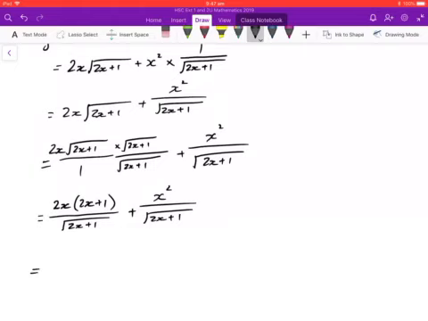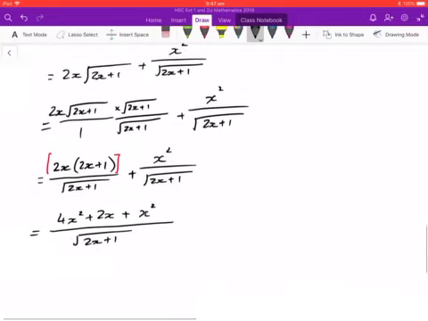If I combine them, I'm going to expand the first set of brackets. So I'm talking about these. I'm going to expand this out. So that's going to be 4x squared plus 2x plus x squared, that's my second term, all over the same denominator of root 2x plus 1.